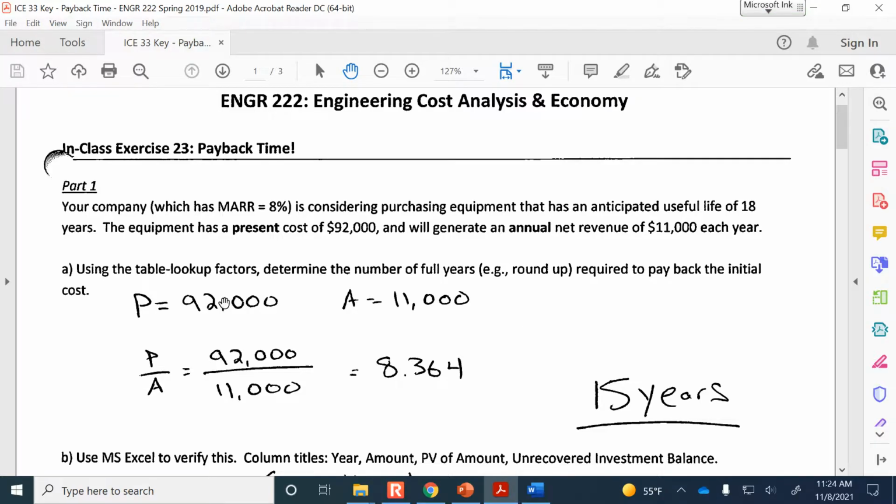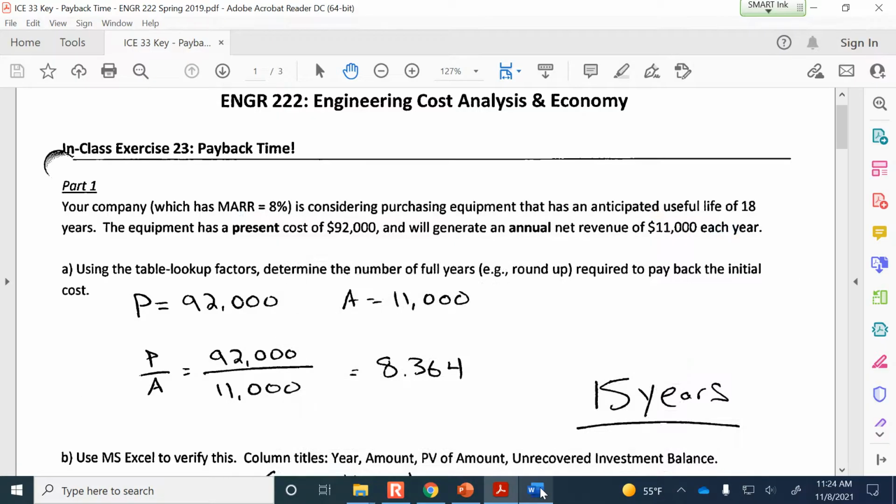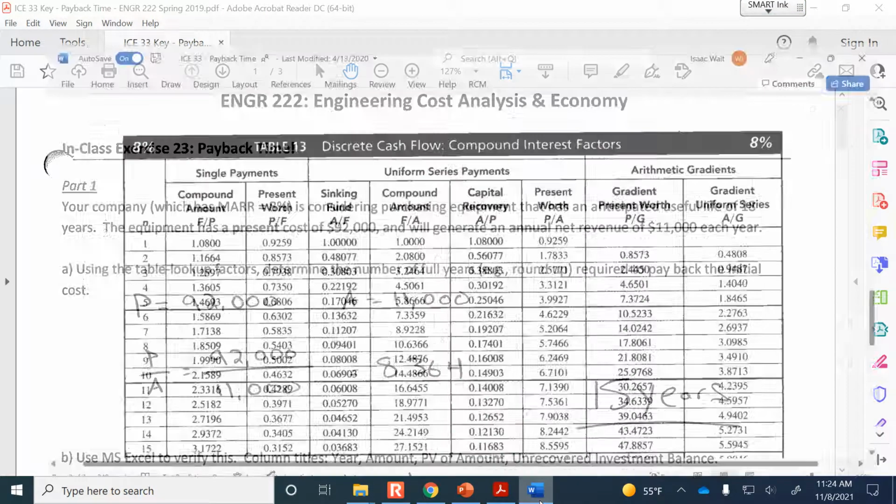All right, so P is 92,000, A is 11,000, and so the ratio of P divided by A is 8.364. All we have to do is go to this table and find the P to A column, and when the P to A column is too low, that means that the equipment isn't paid off yet. So we're looking for at what point does the ratio cross over to being more than 8.364.